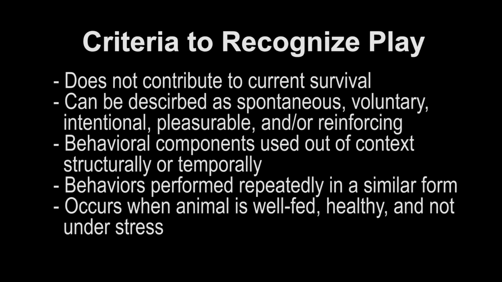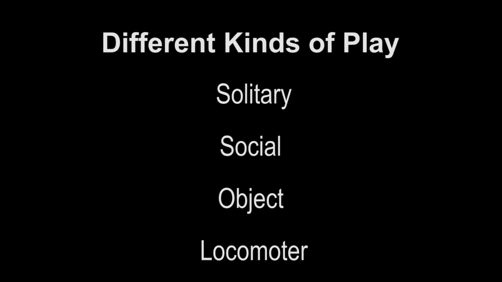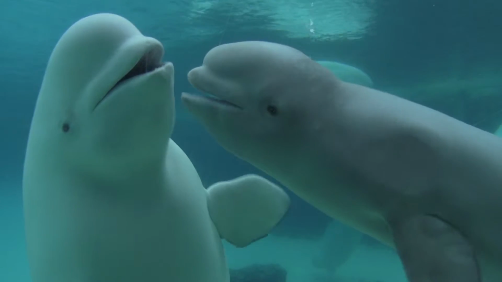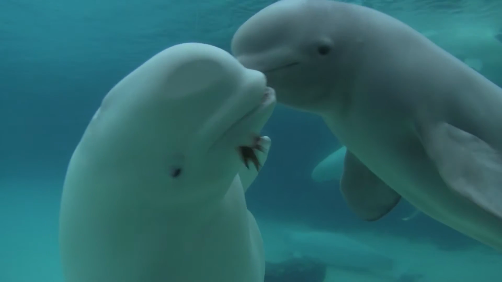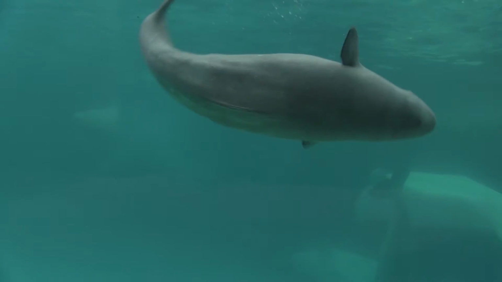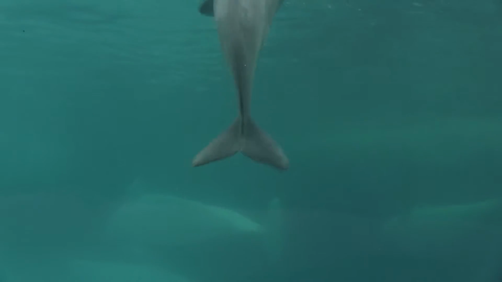not under stress. Different kinds of play include solitary play, social play, object play, which involves the interaction with an object, and locomotor play, which is non-directed, purposeless movement. It is important to remember that these types of play are not mutually exclusive, so an animal may be performing more than one kind of play at a time. For instance, these belugas passing a leaf back and forth are performing both social play and object play, while this beluga is performing solitary play that is locomotor in nature.